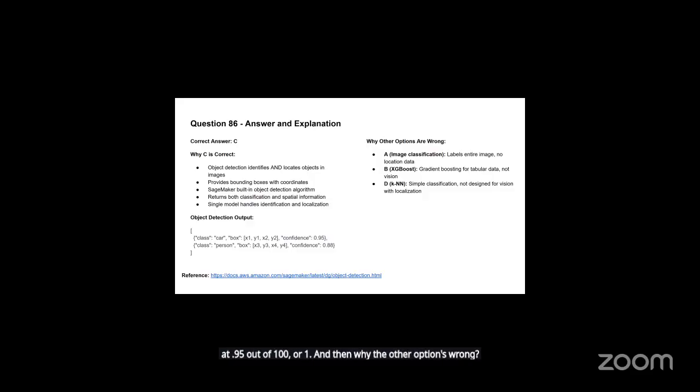Image classification labels the entire image. There's no location data. XGBoost is gradient boosting for tabular data, not vision. And k-nearest neighbors is a simple classification method, not designed for vision with localization.